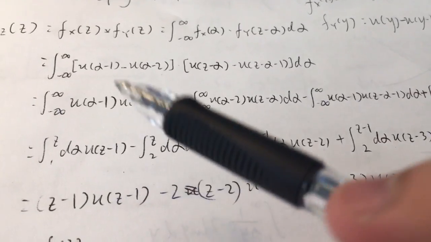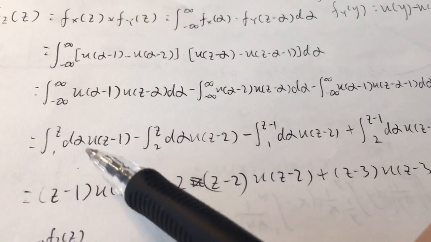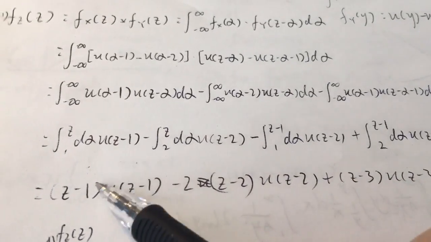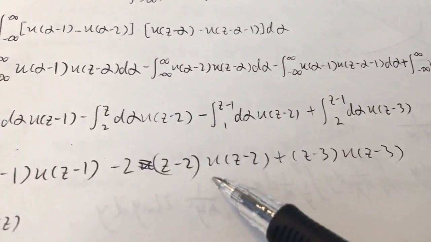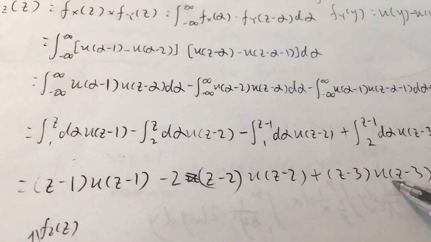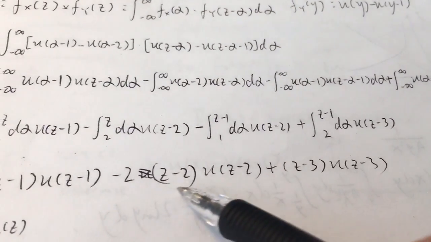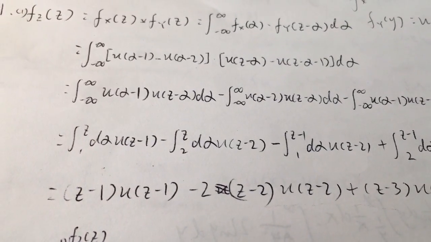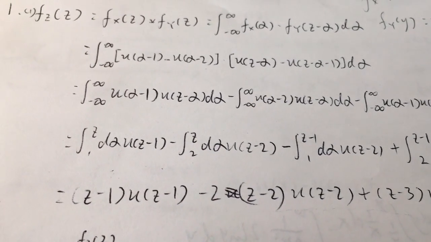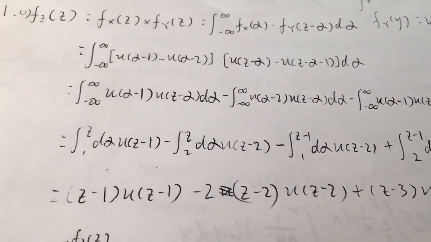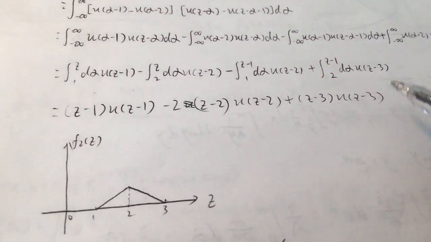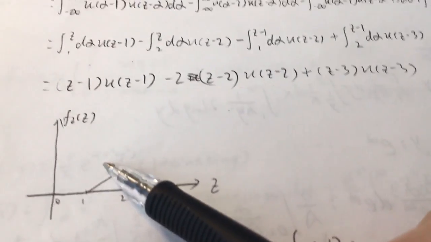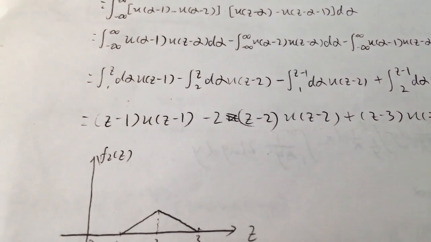So finally, we just do the different integral calculations, and we got this, and we got this. So this equation is the density function of z in the step function form, and we have the picture. That's the picture of the density function of z. So that's the first method.